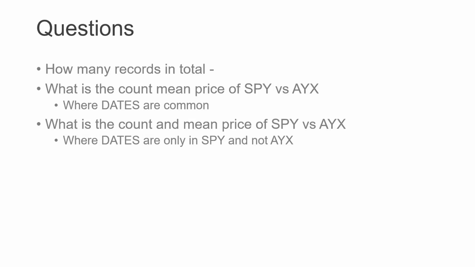Once you've done this, you should be able to answer these questions. How many records in total? What's the count and mean price of SPY versus Alteryx, where the dates are in common? And what's the count and mean price of SPY and Alteryx, where the dates are only in SPY and not in Alteryx?